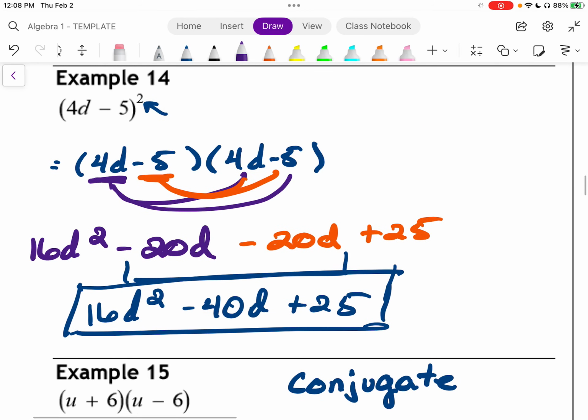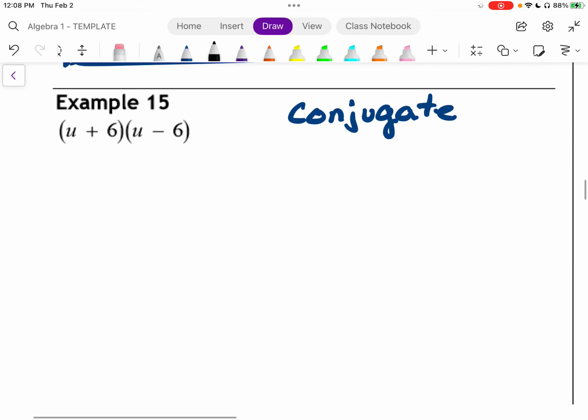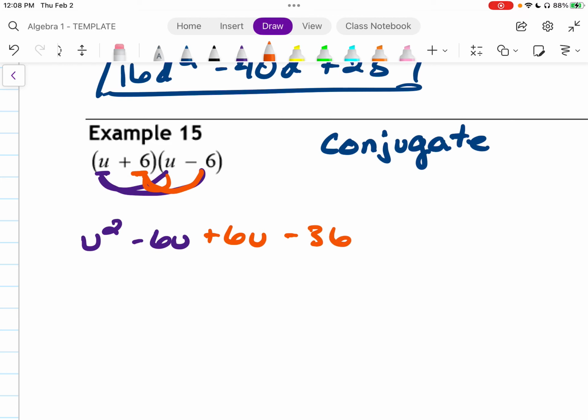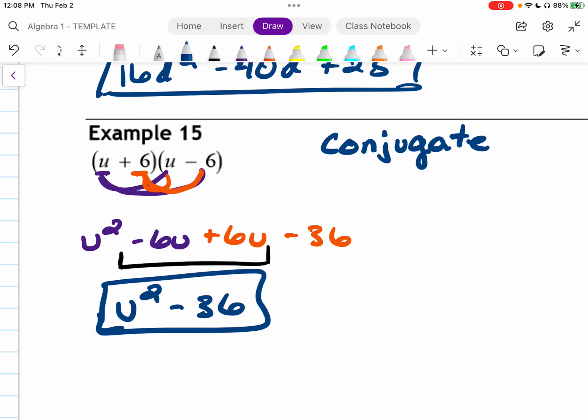Up here, we combined, what did we combine? We combined these two guys together. With conjugates, the two middle pieces would cancel. So let's look at that. Whenever I distribute, I have u, I'll get u squared, then a negative 6u, positive 6u, and then negative 36. We look at our middle pieces here, and we have negative 6u and positive 6u, right? Those add up to be 0 u's, or just 0. So I'm not even going to list them. I'm just going to say u squared minus 36. And that's that.